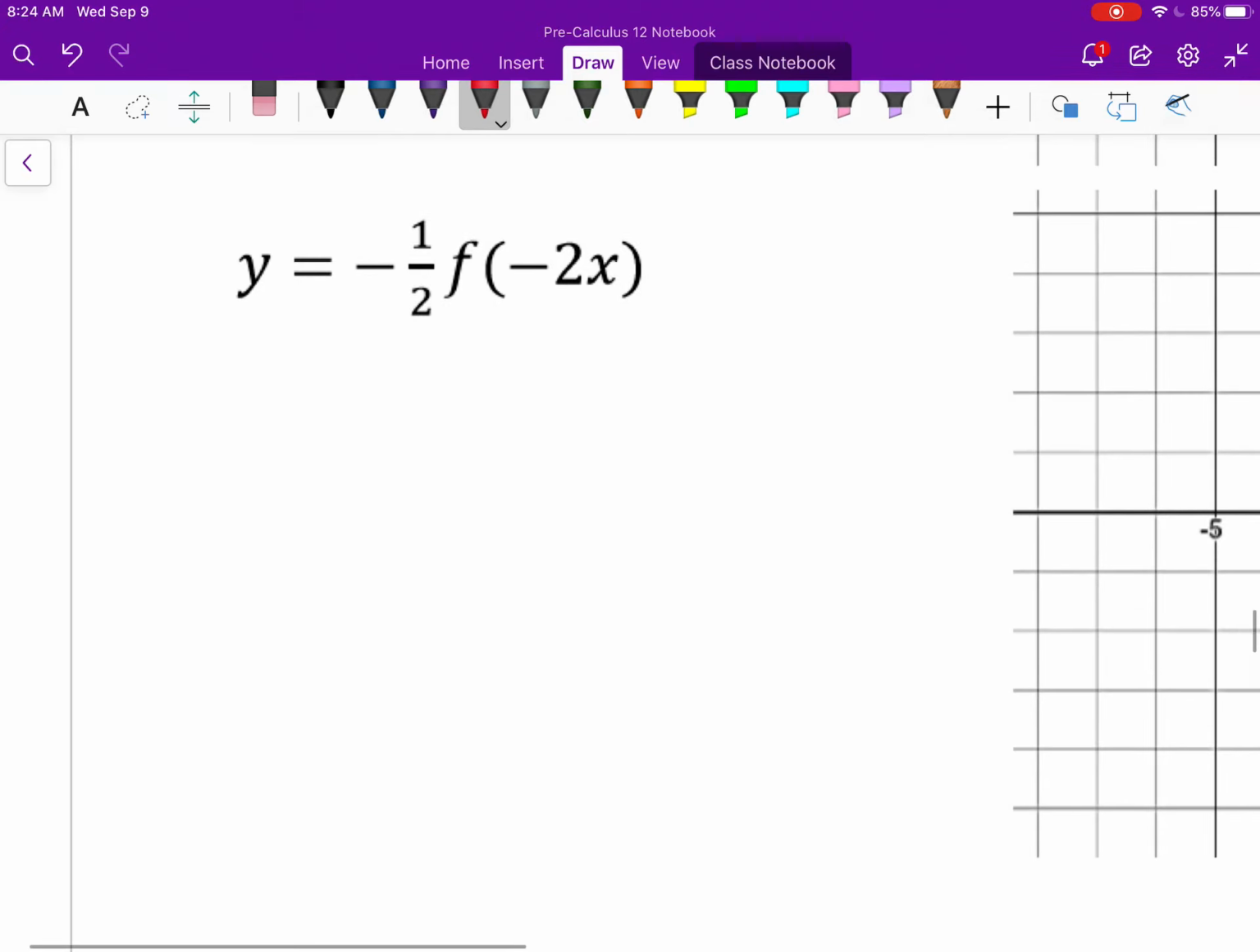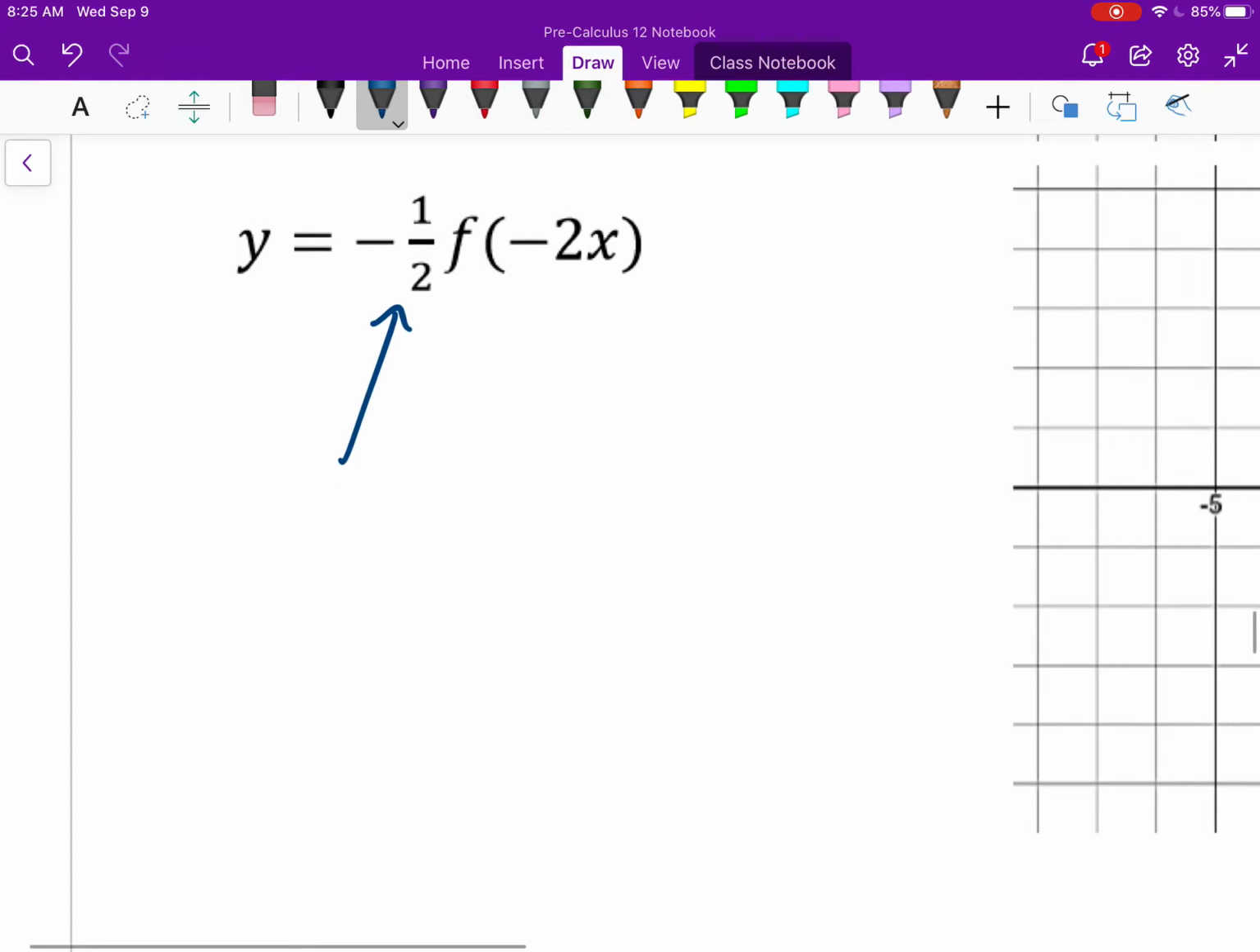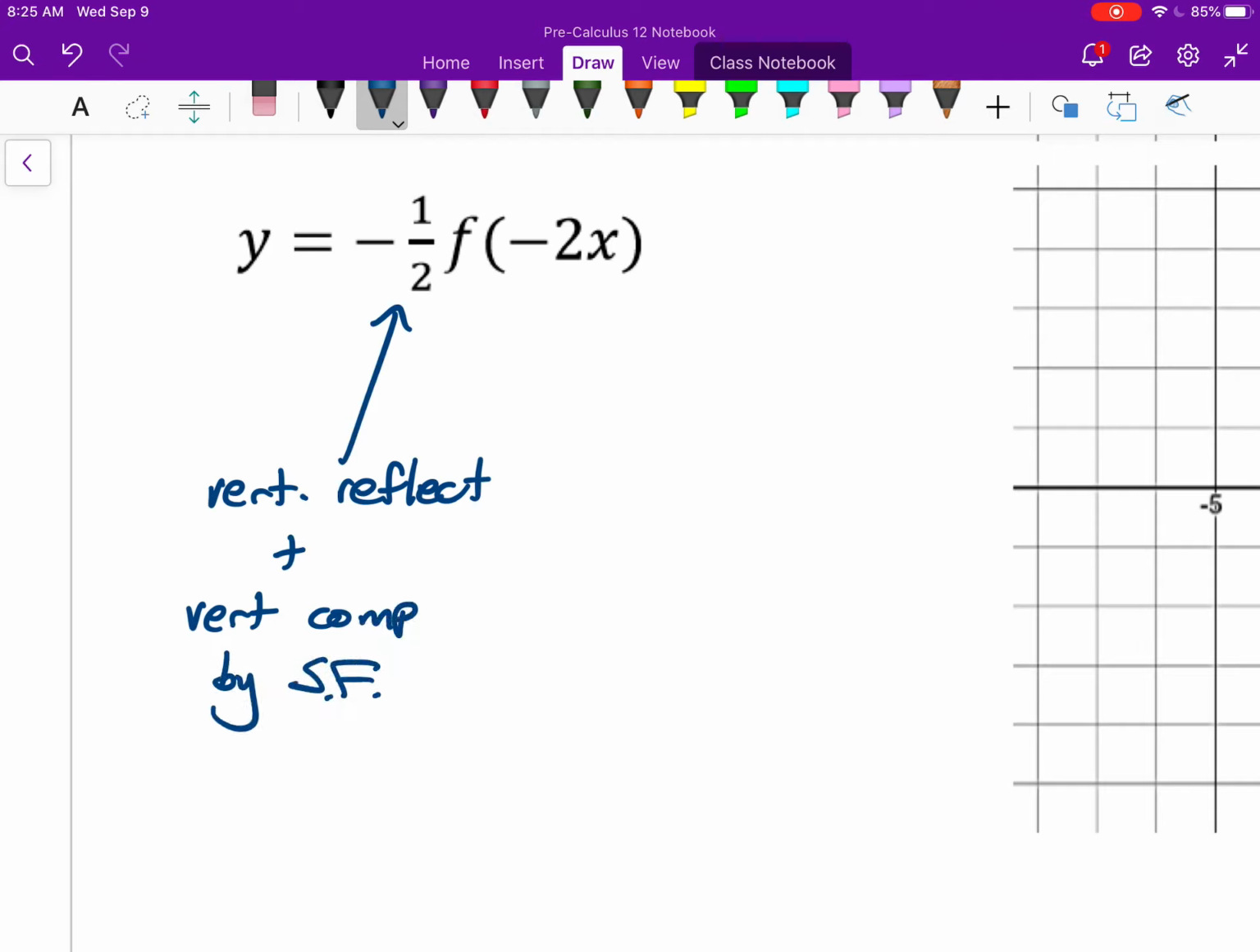This time I got a few more things going on. Let's do this in 2 steps again. So the negative 1/2 in front of the f represents 2 things. That represents a vertical reflection, and that's just a negative. The 1/2 represents a vertical compression by a scale factor of 1/2.